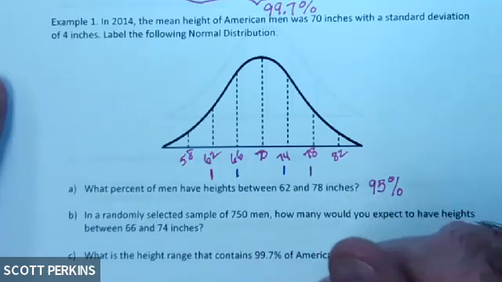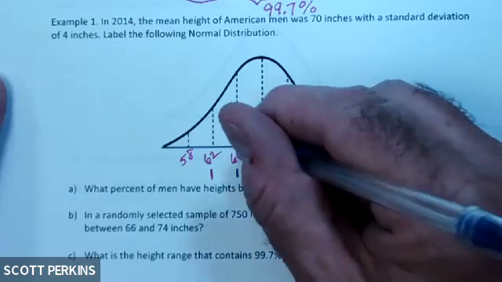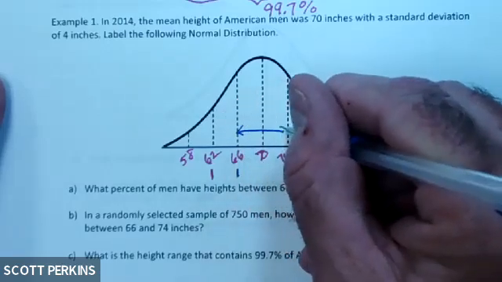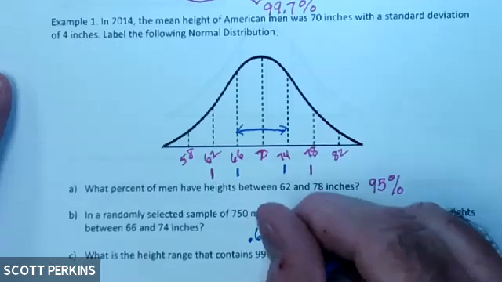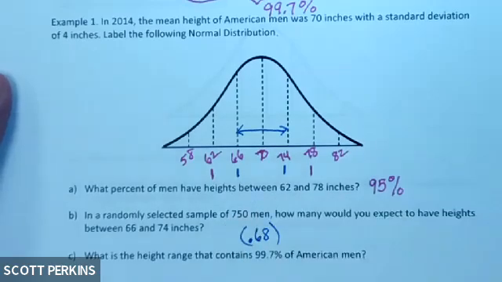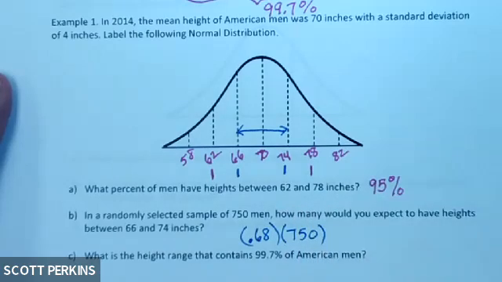Great. I'm just going to say this again so that anybody watching the video can hear, but you said that way better than I can. What she said was to find the percent that are from 66 to 74, which is 68%. So we're going to multiply by 0.68, and then we multiply by the 750 men sample size.